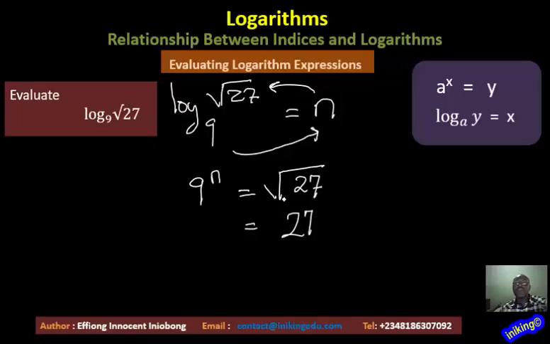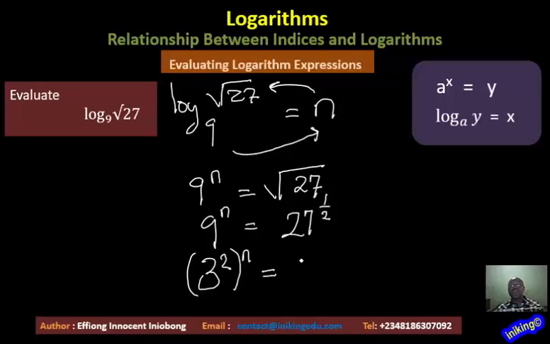First, I take off this root and write this in index form. Square root simply stands for what? 1 over 2, the fractional index. And I have here 9 raised to the power n. How do I express 27 and 9 to have the same base? The best bet there is 3. I can write 9 as 3 raised to the power 2, of course raise everything to the power of n. 27 can be written as 3 raised to the power of 3, of course everything again raised to the power of half.